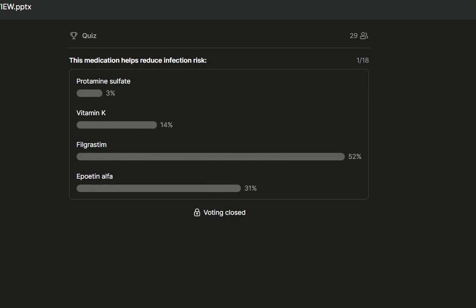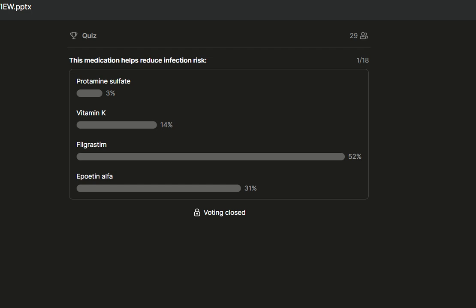Okay, medication that will help reduce infection risk. Here's a tip you will carry with you into your NCLEX. If you are looking at a question and you go, I have no idea, the first step is to see if you can narrow those options down to 2. Make it a 50-50 shot.